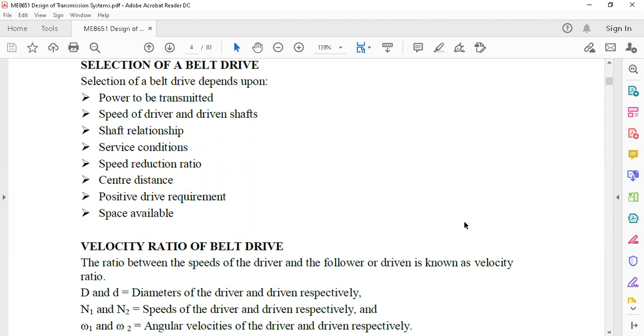And the next one is the shaft relationship. And then the service conditions which are asked. And then, when you go for speed reduction ratios and center distance, calculating the center distance between the driver and the driven. The problems will come in terms of the diameter of the driver and the diameter of the driven shafts, and they simply ask you to calculate the center distance of the driven and driver shafts.